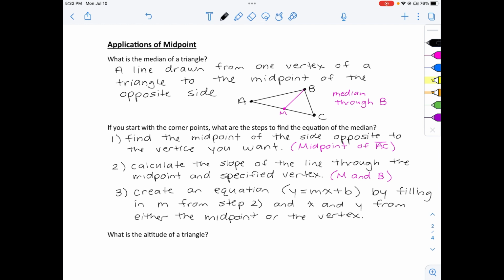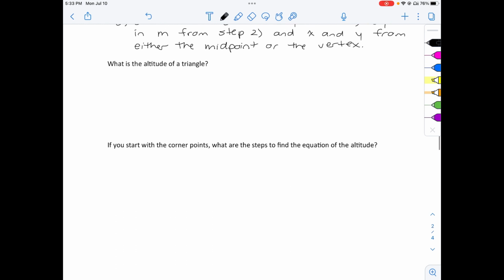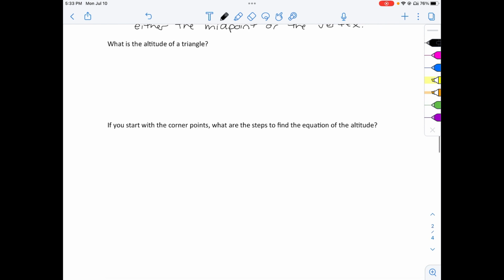Now, similar to this, we can also use what we know about triangles and about slopes of lines to calculate the altitude of a triangle. So, sorry, I misspoke when I said use the midpoint because we don't actually use the midpoint for the altitude. But first I'm going to give you the definition. So the altitude of a triangle is a line that is drawn from a vertice.